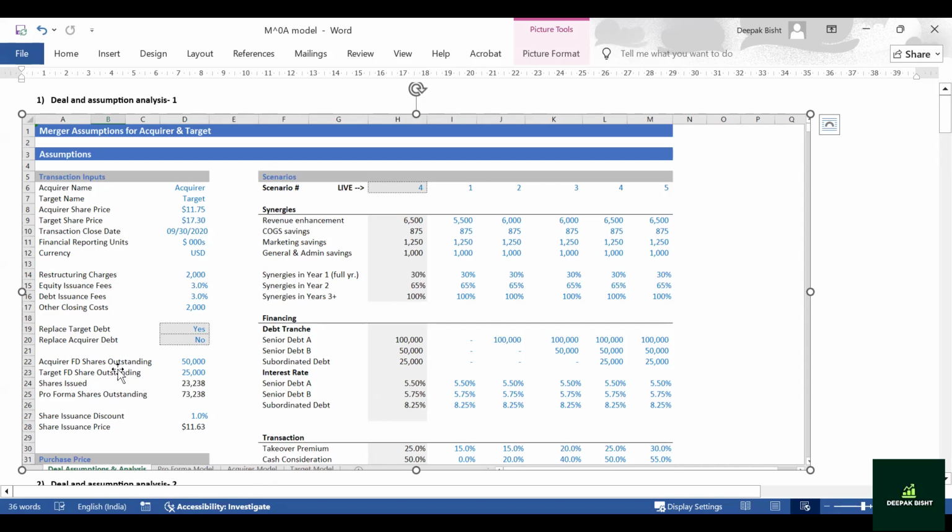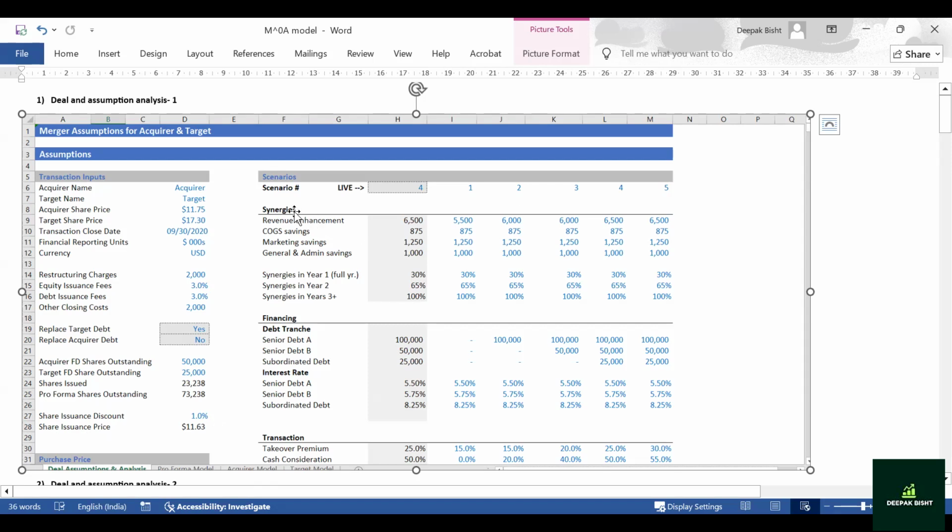Acquirer's FD shares outstanding: these are the acquirer shares outstanding, these are the target shares outstanding, and these are the shares issued. On the basis of that, we are going to calculate the pro forma shares outstanding. On the basis of the outstanding shares, this many shares are issued, and this gives us the pro forma in future. The number of shares goes from 73 to 83. Share issuance discount would be 1%, and share issuance price will be $11.63.